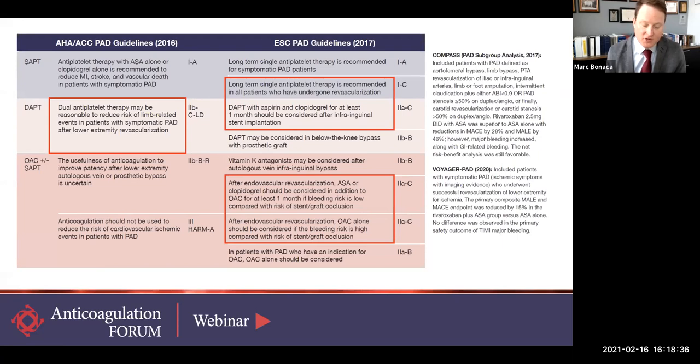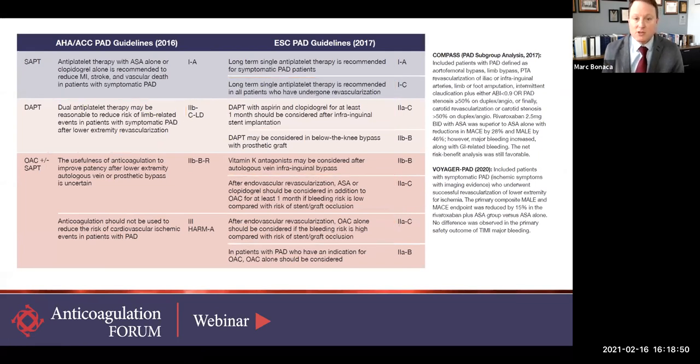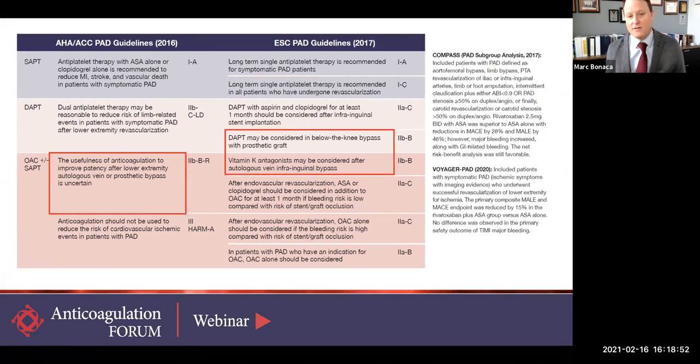It was not beneficial and actually had intolerable bleeding. And in the patients in the Dutch BOA trial for graft patency, that was a neutral trial as well. There was a signal, as you can see in the European, for bypass. So we don't have a lot of data to go on here, and we have a lot of information now that extends beyond the guidelines, and that's the COMPASS and Voyager trials on the right side of the slide.